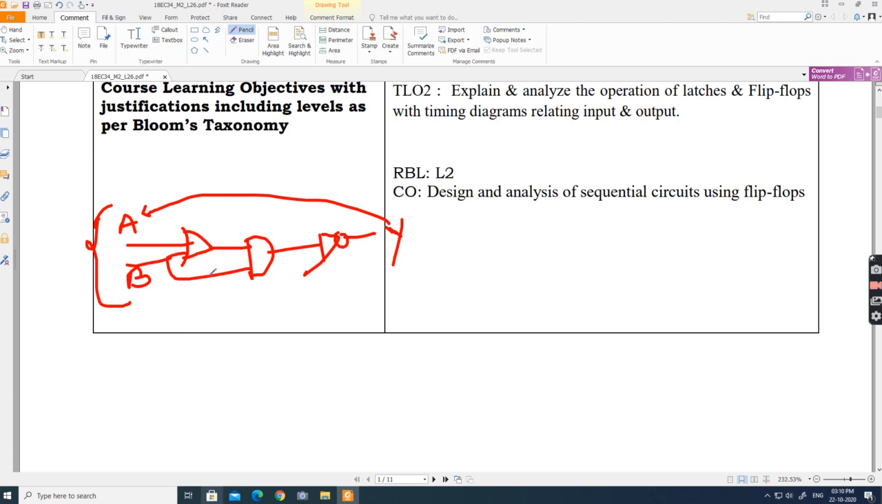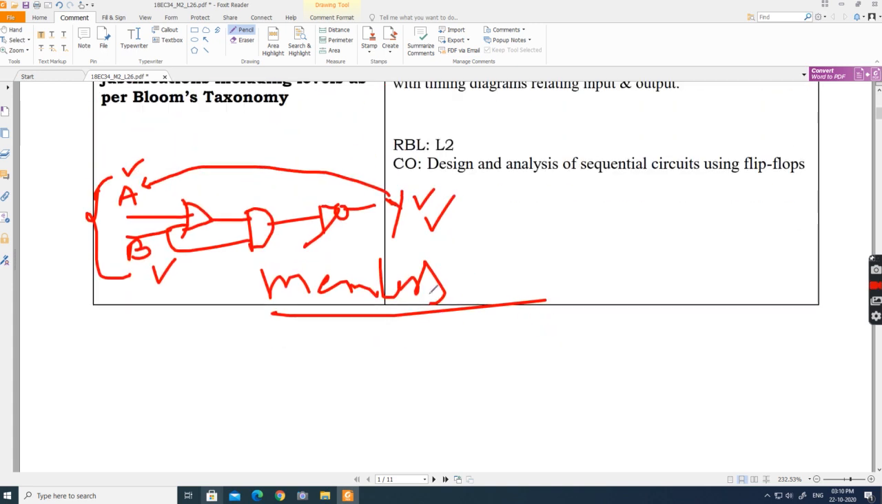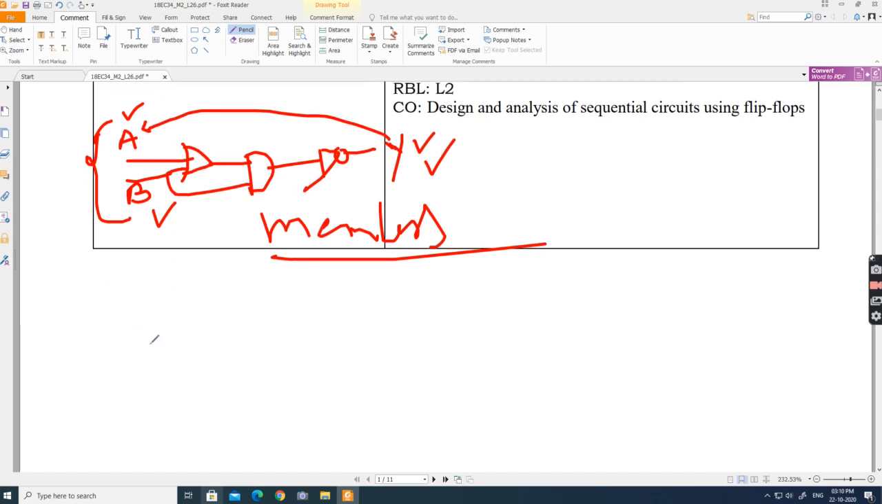So the point is, here the output depends purely on the inputs. If I change the value of A, the output Y will change. Even if I change the value of B, the output Y will change. So I say this system is memoryless. Is that understandable for everyone? Yes, sir.